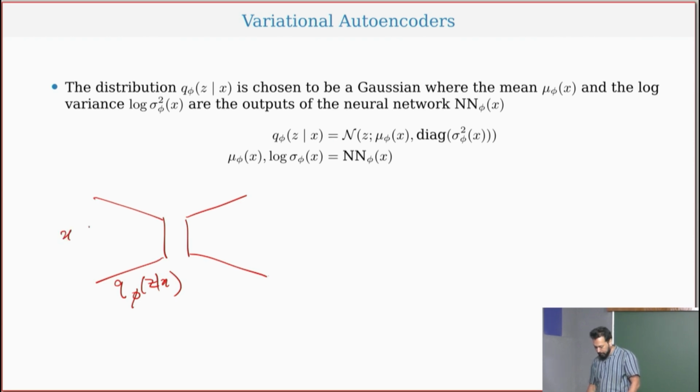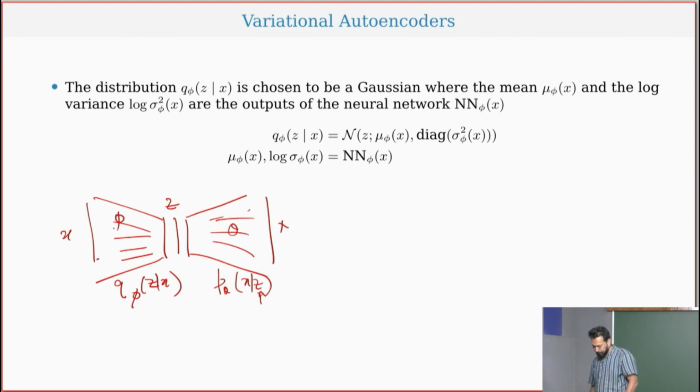It takes an x and then it learns to encode a vector z, and then the decoder tries to get back the x. So this will be p theta x given z. Given z, it tries to produce x. This is parameterized by theta. This is a neural network, and this is a neural network, and this is parameterized by phi. So this is where we were.